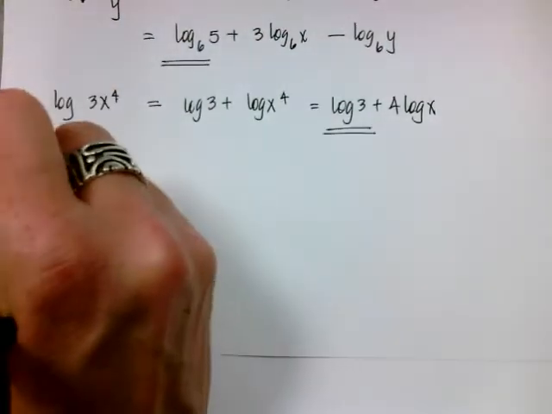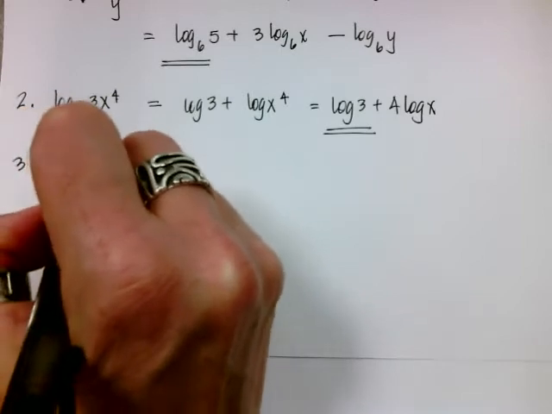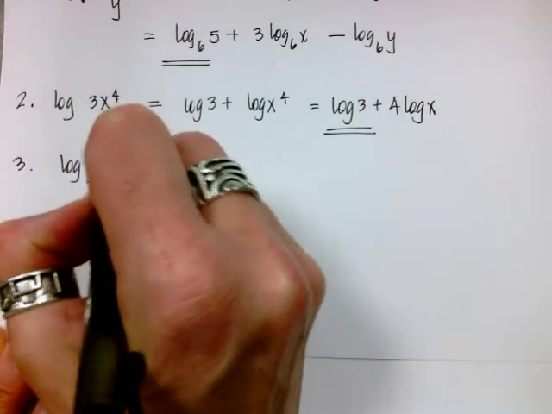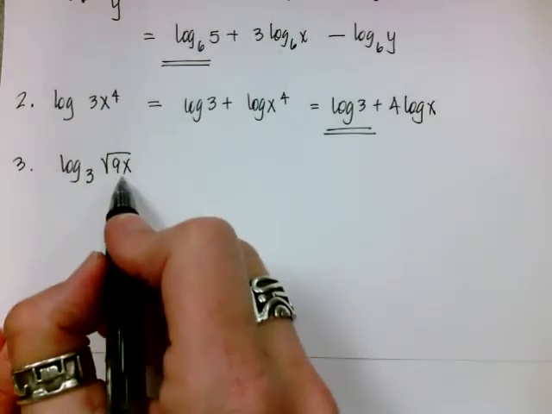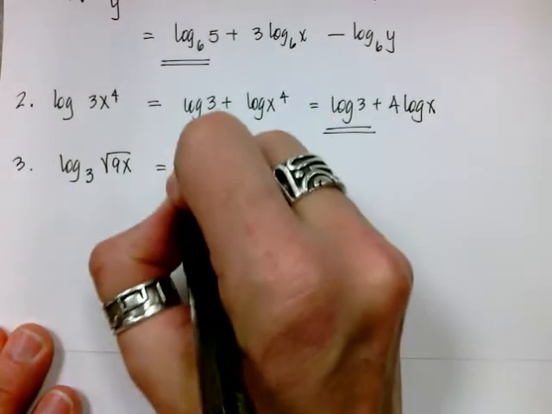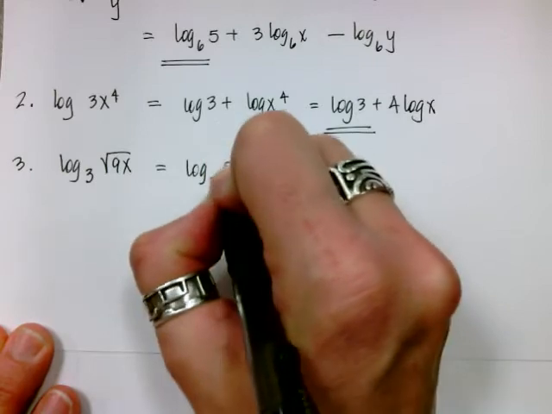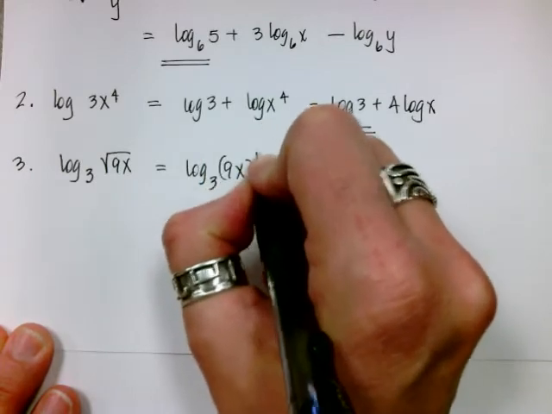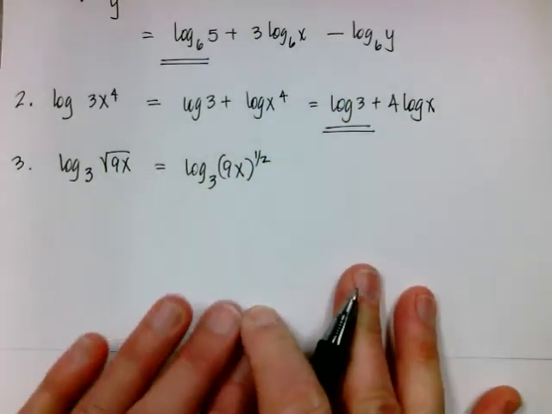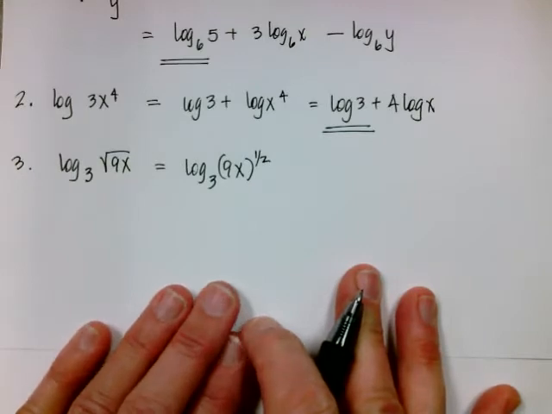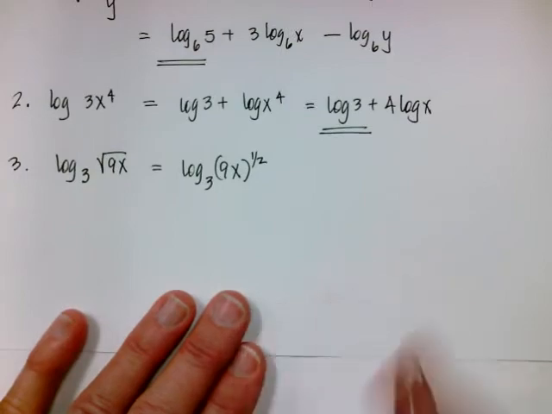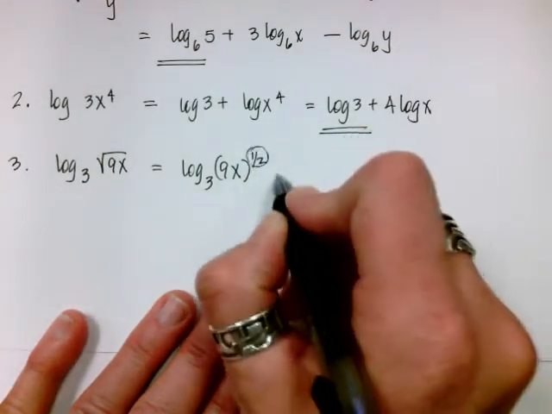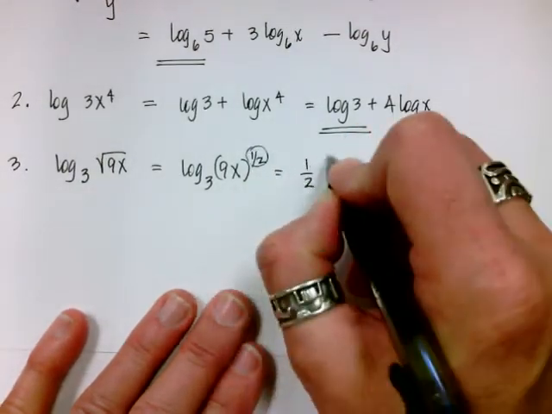Alrighty, number 3. I have the log base 3 of the square root of 9x. So I actually need to rewrite this before I get started. So I'm going to rewrite this as the log base 3, 9x raised to the 1/2 power. Because remember, the 1/2 power is the same thing as taking the square root. So now I can split it up. I'm going to manage this first. So I'm going to write the 1/2 there.